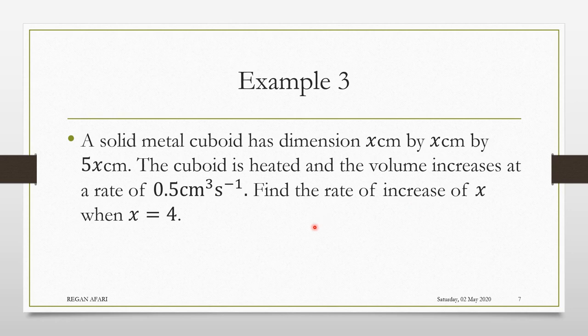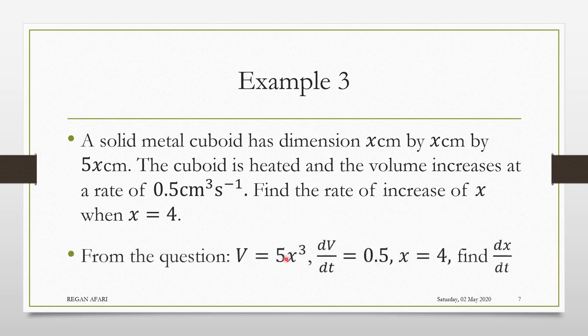So let's write the salient points from the question. Right, so from the question we know that the volume is 5x cubed, and that is this times that times this. Okay, then we also know that dV/dt is giving us 0.5. Then we said x equals what? 4. What are we to find? The rate of change of x, okay, the rate of increase of x, and that is dx/dt. Right, so let's get started.